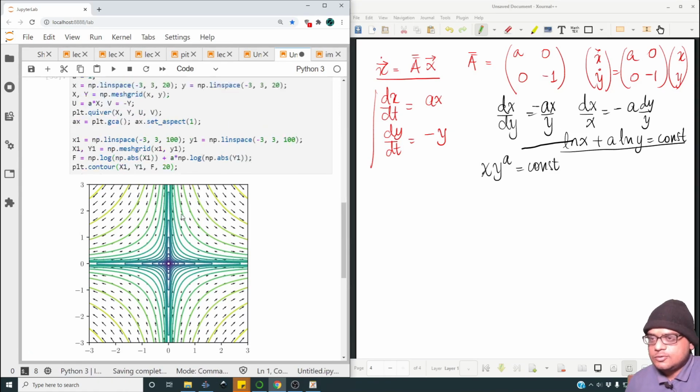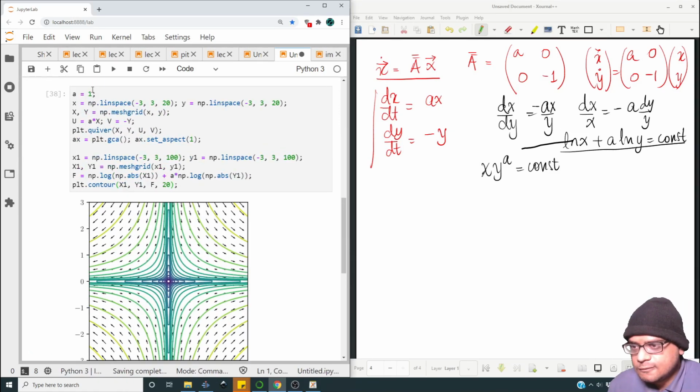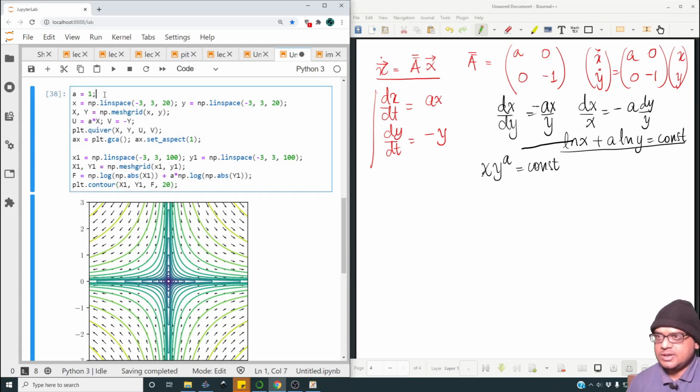Okay, so when we want to study this particular equation for different values of a, let us keep a as a variable. So let us define a wrapping function because we want to make it interactive. So define effect of a, and the input will be a. Let the default value be equal to 1.